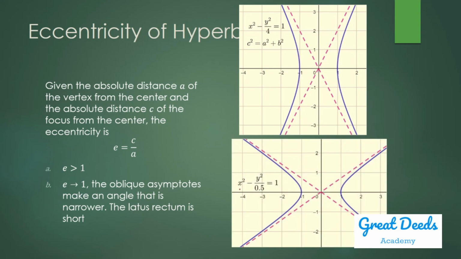Now look at this. Here, B squared is equal to 4. Now, when B squared gets closer to 0, C squared gets closer to A squared, in which case our ratio C over A approaches 1. Here we have a value of B squared which is equal to 0.5. And so the result of that is to shorten your latus rectum, and it will produce a hyperbola whose focal width is narrower.